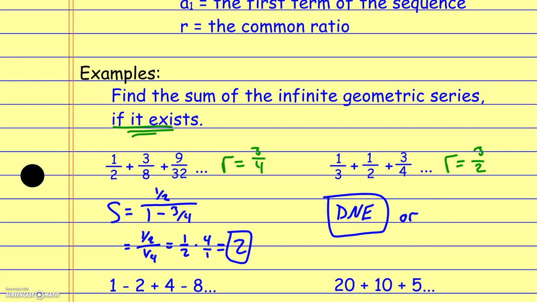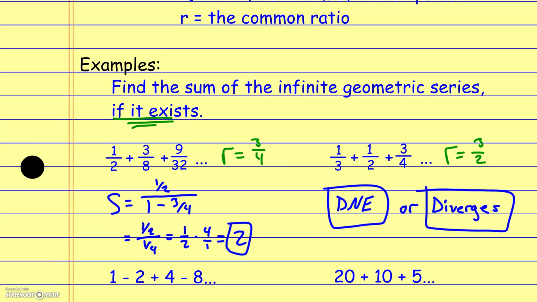I'm putting a parenthesis down like a crazy person. So I'll also accept if you say it diverges. I'll also accept that as an answer. So either it does not exist or it diverges, which means it's not going to a finite value. It's shooting to infinity. Okay.